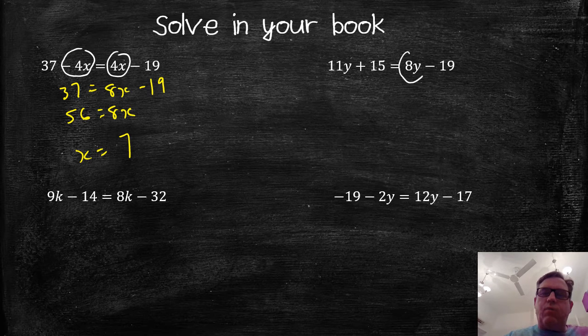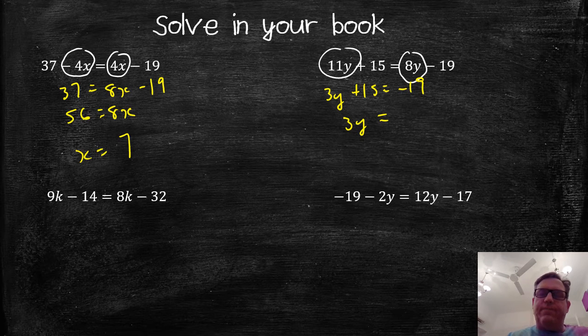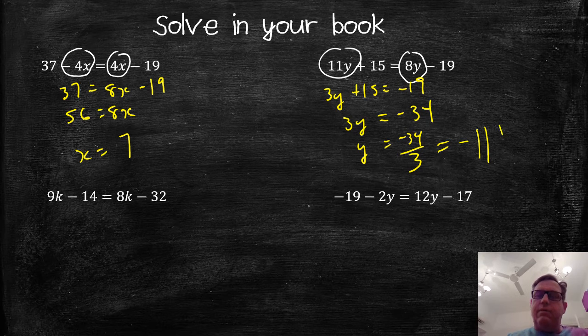The next one, I have an 8y and an 11y, so I'm going to move the 8y, subtract 8y from both sides. So on the left, I have 3y plus 15 equals minus 19 on the right. I'm going to subtract 15 from both sides. So 3y equals minus 34. And then I'm going to divide by 3. So y equals minus 34 over 3, which cannot be simplified anymore. We can leave our answer that way as an improper fraction. Or if we write it as a mixed number, it would be minus 11 and 1/3.